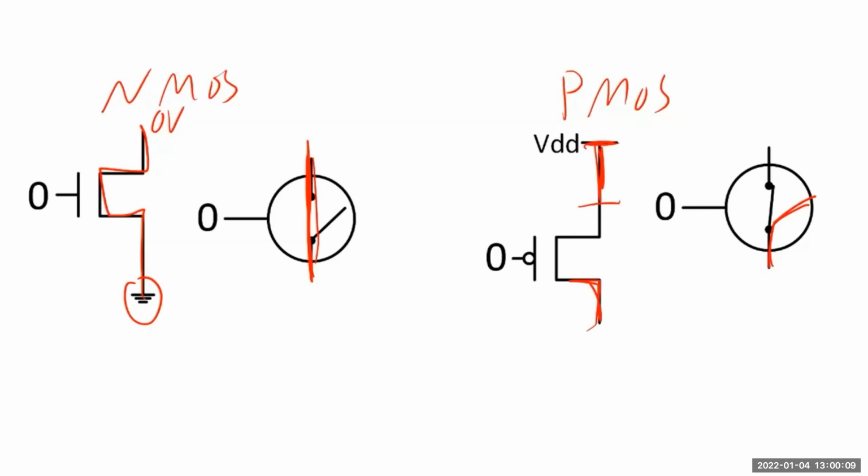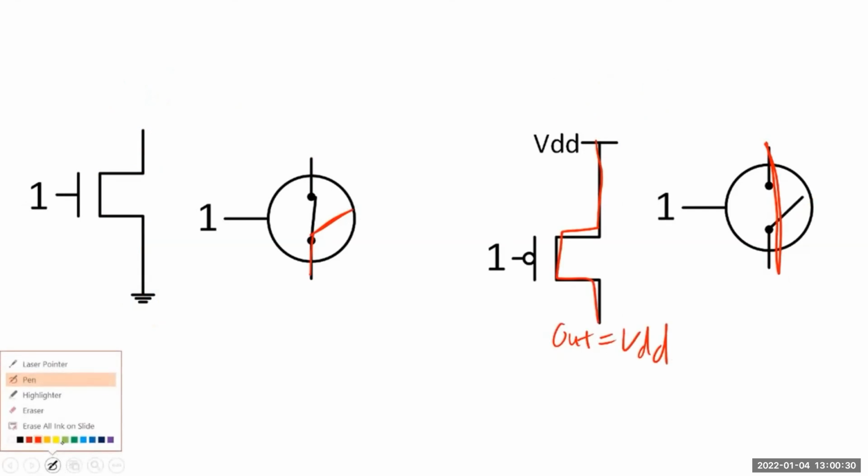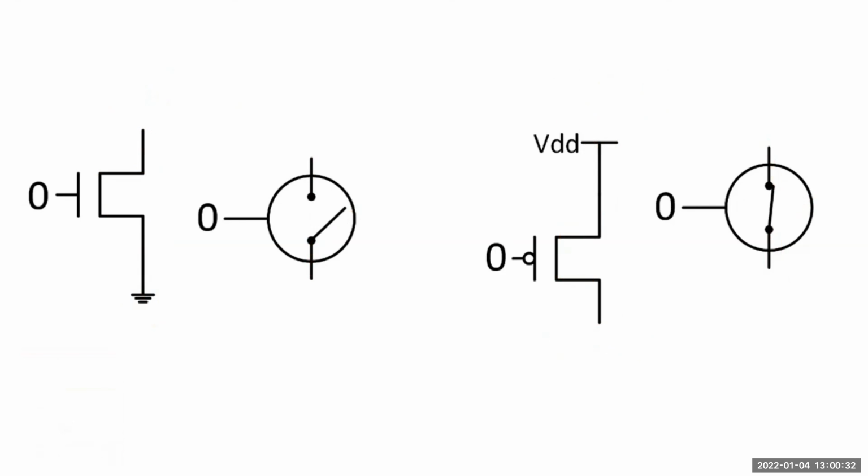However, if we switch our inputs, the entire behavior changes. Our NMOS becomes an open, and our PMOS becomes a short. And so now there's a direct path between our output and VDD. So now this is going to be our high voltage VDD. And we can keep altering these behaviors. We can alternate them between 0 and 1s. And because they have opposite functionality, we call them complementary.